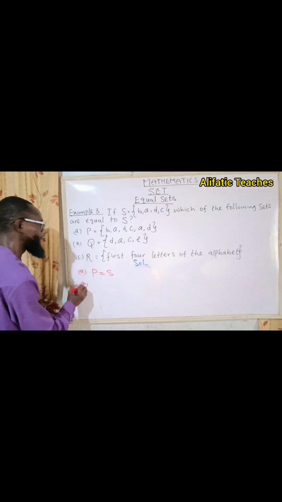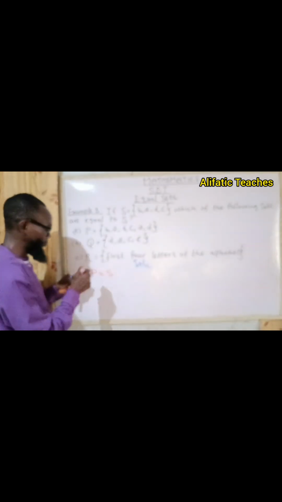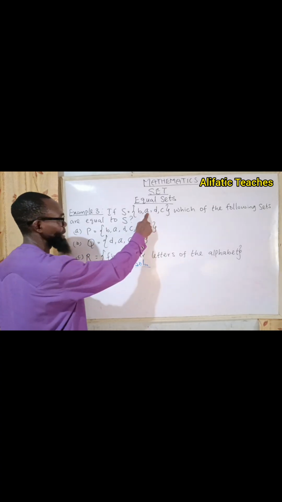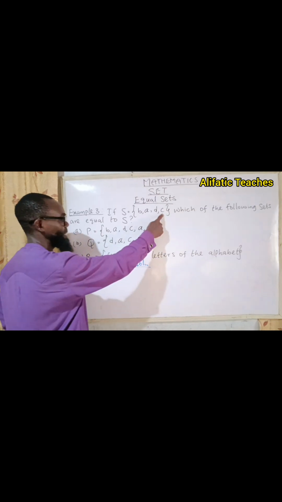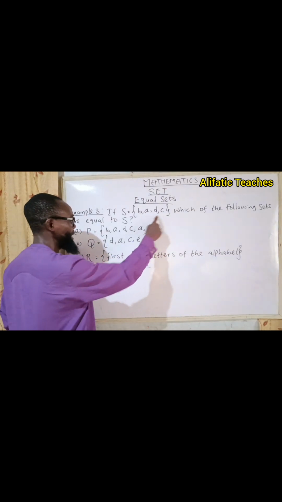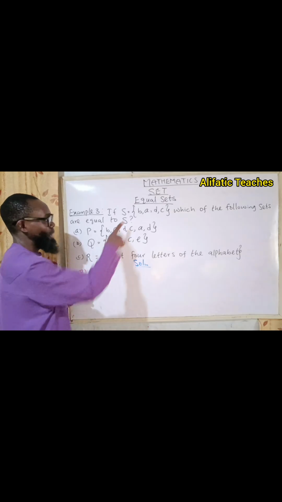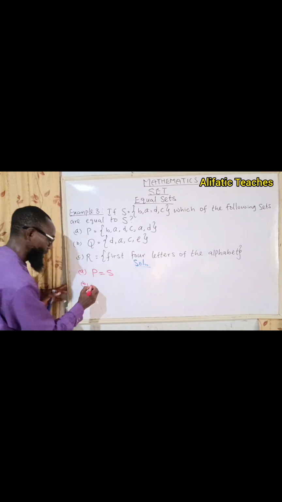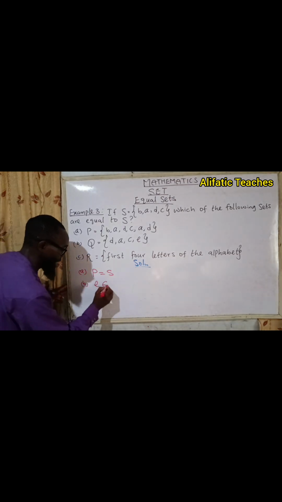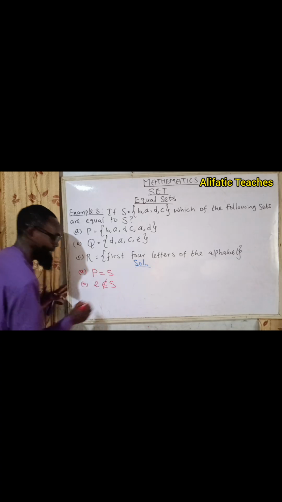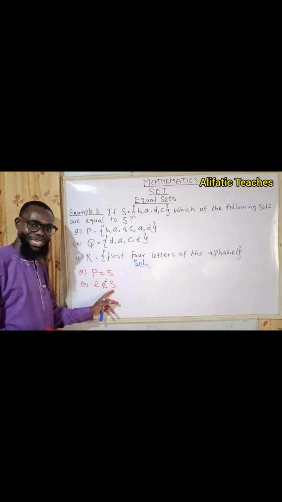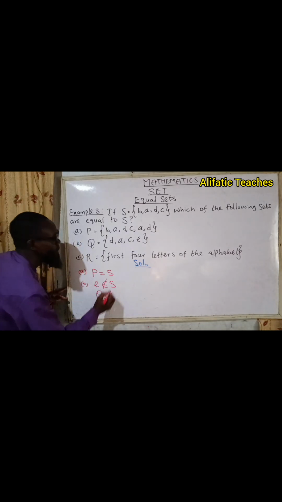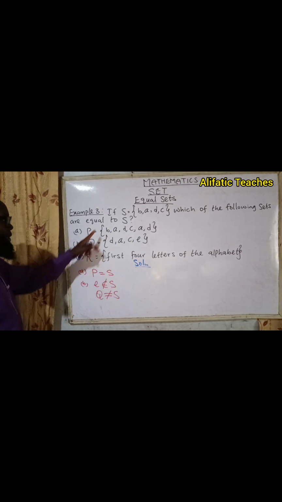Okay, what of the second one? Q. In Q we have element d, element d, element a, element a, element c, element c, element e. There's no element e in S. But we have element b here, we don't have element b in Q. So which means that element e does not belong to set S. Because e does not belong to set S, this means that set Q does not equal set S.